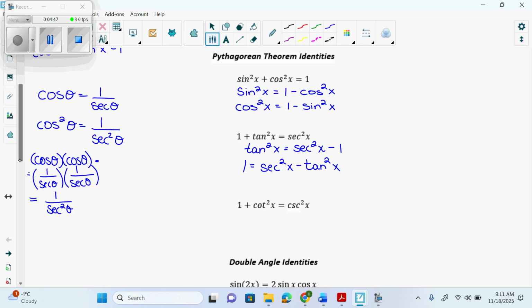And then same thing with this. I can go cotangent squared x equals cosecant squared x minus 1. And then 1 equals cosecant squared x minus cosine squared x. Okay.